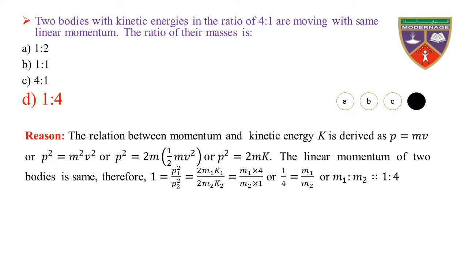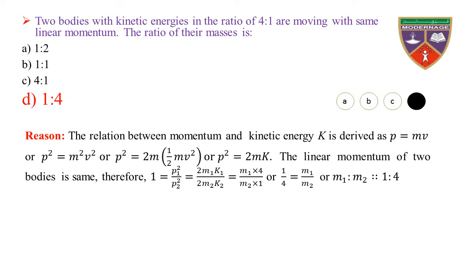Reason: the relation between momentum and kinetic energy K is derived as P is equal to mv, or P square is equal to m square V square, or P square is equal to 2m into 1 by 2 mv square. Here we have divided the equation by 2, and it is also multiplied by 2, or P square is equal to 2mK.